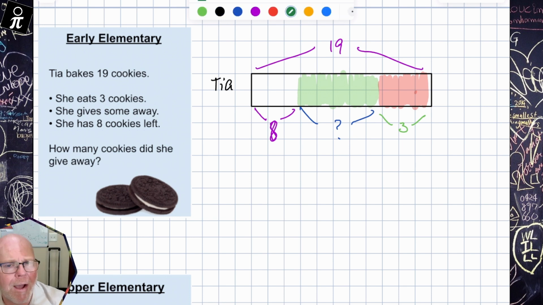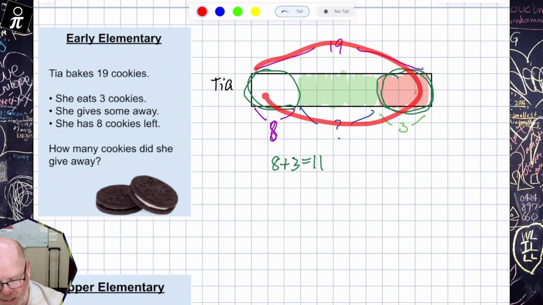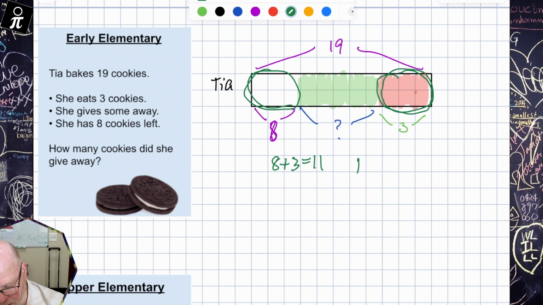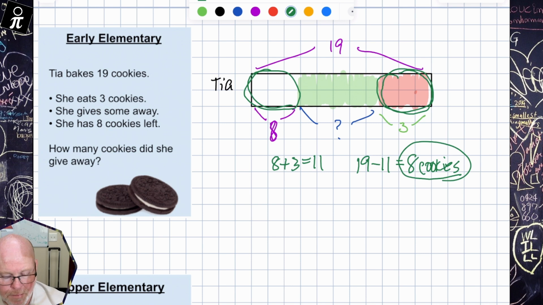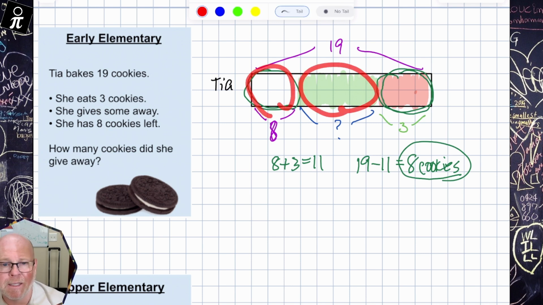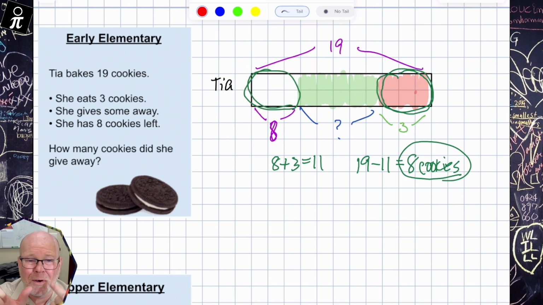With this problem, we now have all the information we need. We could say 8 plus 3 is 11. So that means this plus this equals 11. And we know the whole thing is supposed to be 19. So 19 minus 11 equals 8. Yeah, so the answer is 8 cookies. And again, we can see our picture doesn't actually end up making sense because this is an 8 and this is an 8 and they're supposed to be equal, but they're not the same length.